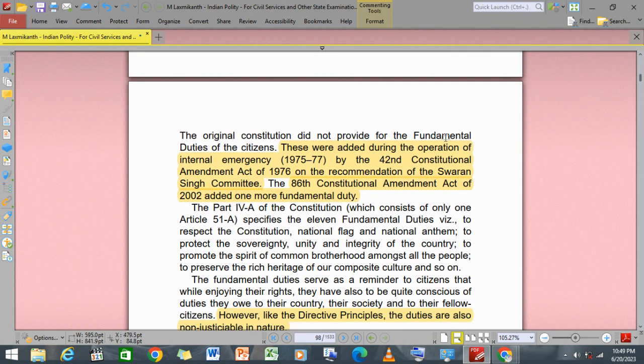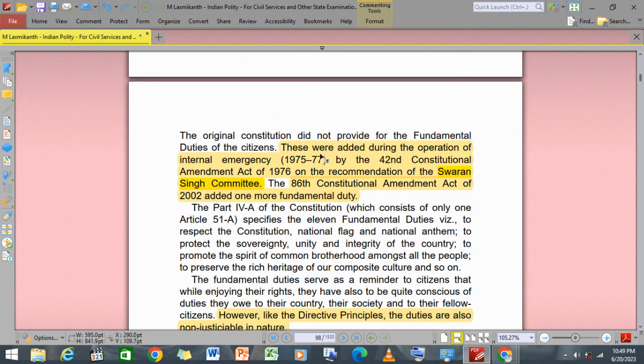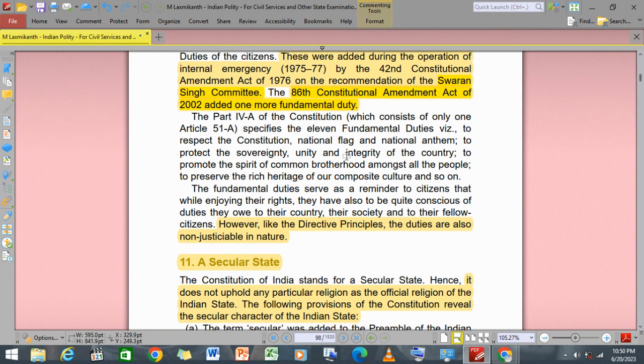These were added during the Emergency in 1975-76 by the 42nd Constitution Amendment of 1976 on the recommendation of the Swaran Singh Committee. Remember, the Swaran Singh Committee is related to which? The fundamental duties. All right. Then we have the 86th Constitution Amendment Act of 2002, by which one more fundamental duty was added.